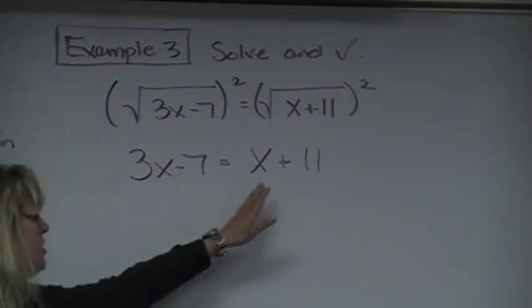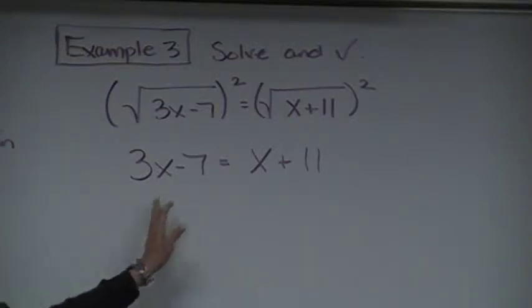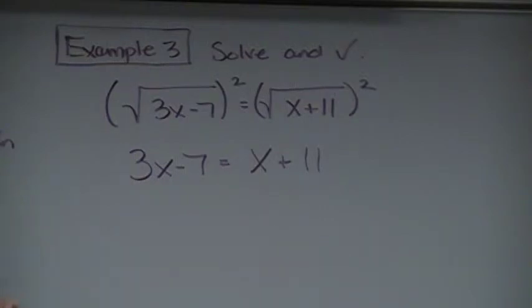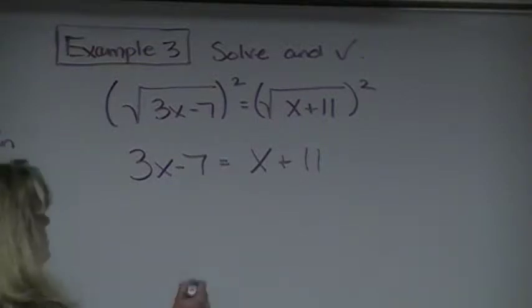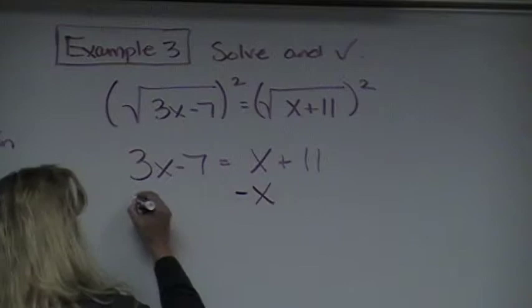But in this case, we're going to subtract what from both sides? x. I would subtract x. If you subtracted 3x, would you still get the same answer? Yes, but you'd end up with a negative coefficient, and we don't want to do that if we don't have to. So let's subtract the smaller from the larger and subtract x from both sides.